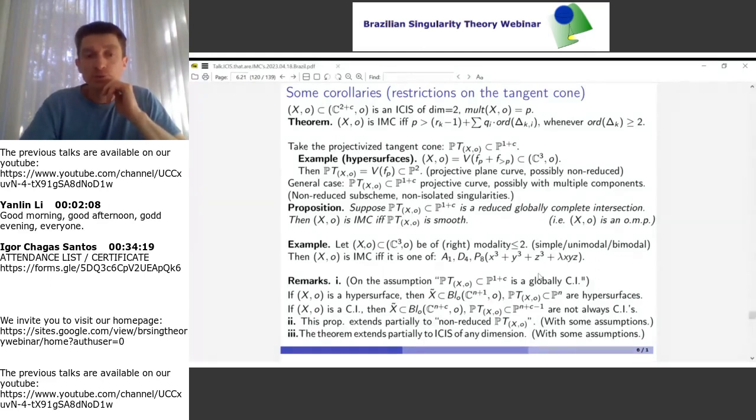This theorem and this proposition, as I stated them here, are in dimension 2 for surface singularities. There are extensions to higher dimensions, ICIS of any dimension, but the extensions currently are weak. Yes, we need some additional assumptions. These are not if and only if criteria. But still, we can check many types in high dimensions.